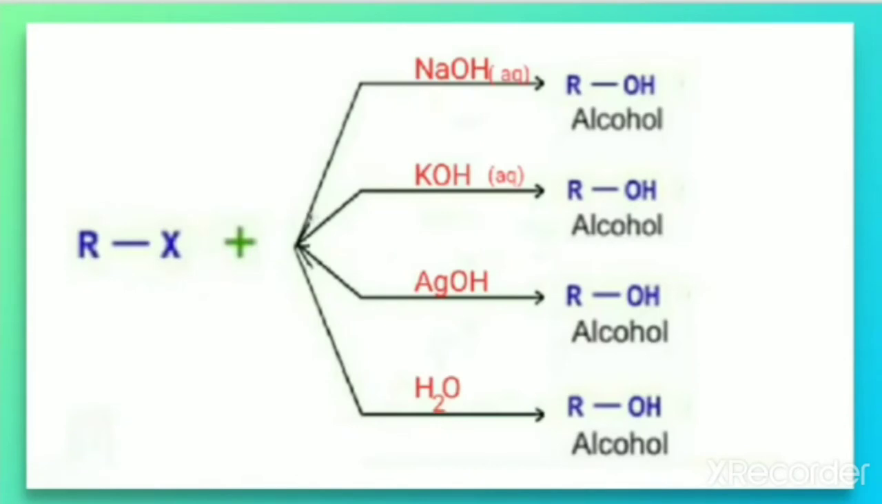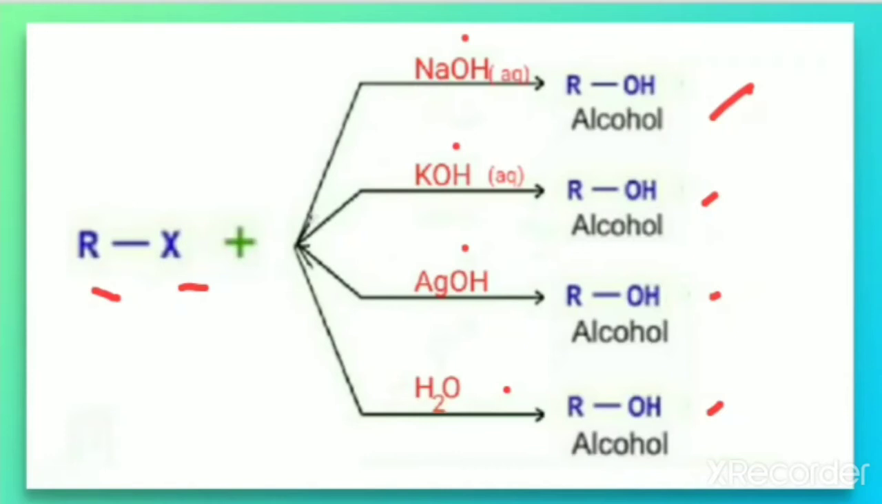Let us discuss the reaction of alkyl halide with NaOH, aqueous NaOH, aqueous KOH, AgOH and H2O. In all these cases, the same product is obtained, that is alcohol, which is represented by ROH. Here R is the alkyl group and X is the halogen atom. So in all these cases, we are getting the same product, that is ROH, an alcohol.